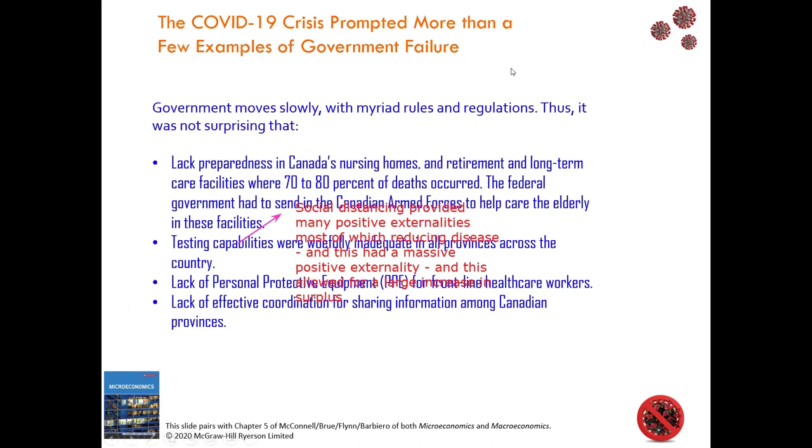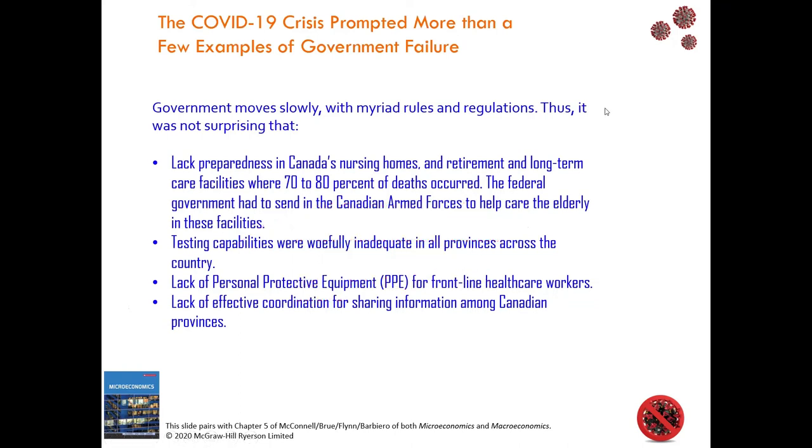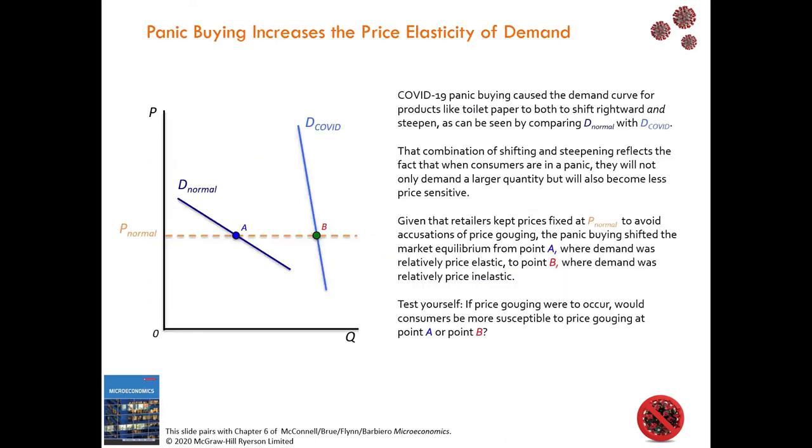However, there were a lot of breakdowns in government. We didn't have a lot of preparedness in long-term care facilities, where 70 to 80% of the deaths occurred, in nursing homes. So we had to get the Canadian Armed Forces to come in to support these areas. And then we weren't able to test for this disease in all the provinces. There wasn't enough personal protective equipment. And there wasn't enough coordination for sharing information among Canadian provinces.